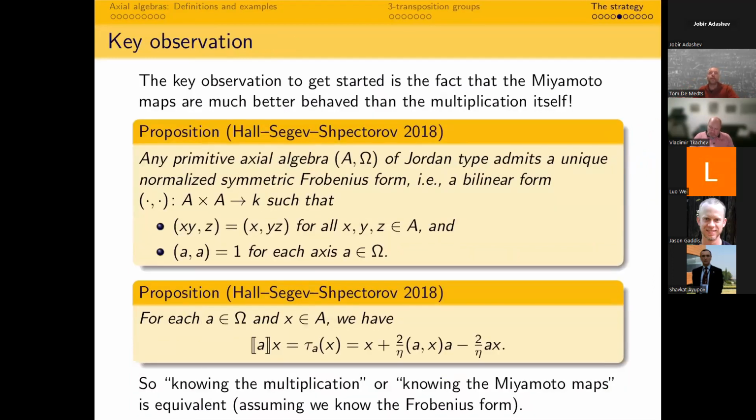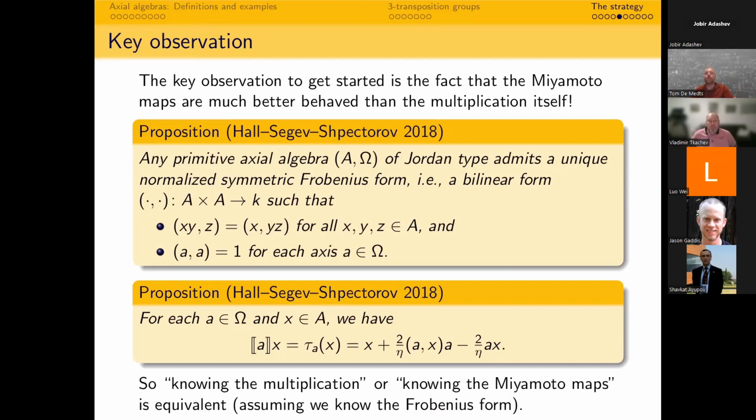Another tool, and that's also a key observation that I think is nice to remember, and I'm sure it applies to many more algebras than just the one we consider: the Miyamoto maps themselves are much better behaved than the multiplication. People who know about Jordan algebras will also recognize this. In a Jordan algebra, you rarely work with the actual multiplication. You very quickly switch to the U operators, the V operators, and so on. That's how you work with these algebras. The same is true here.